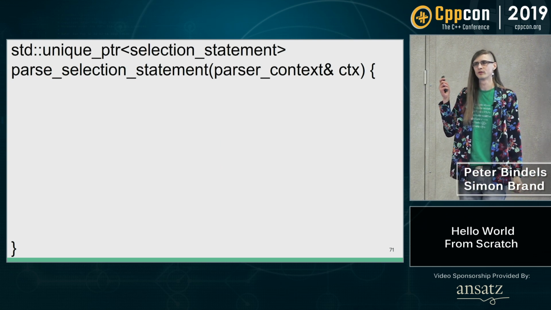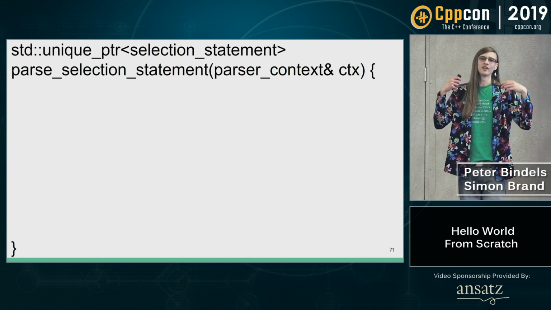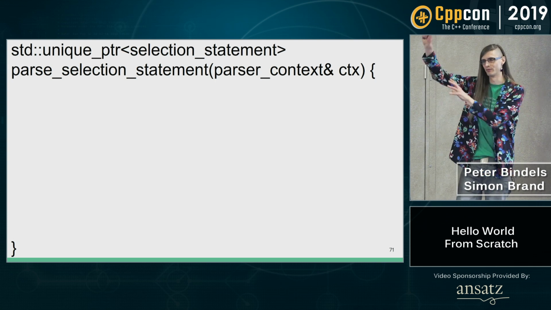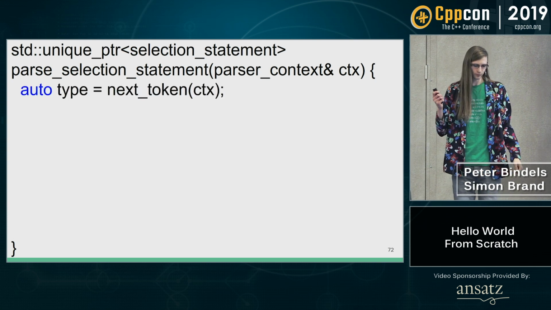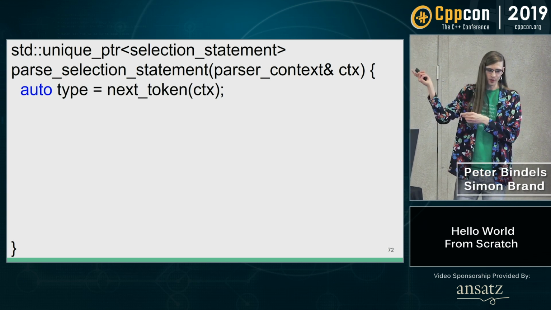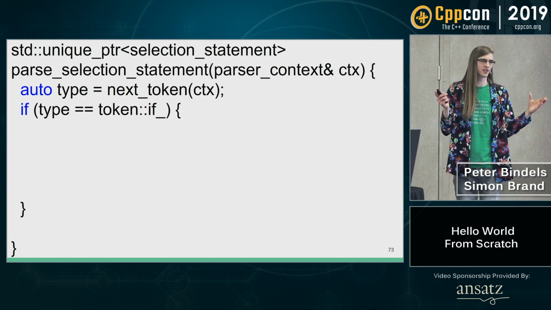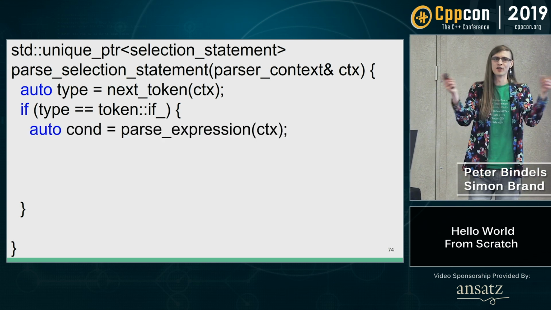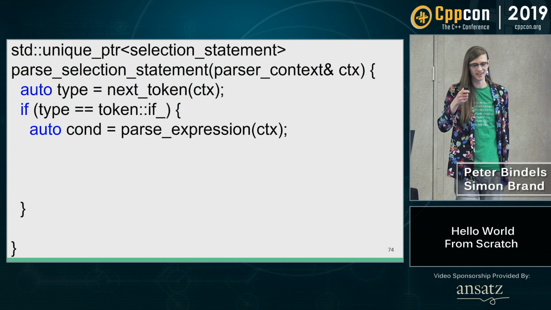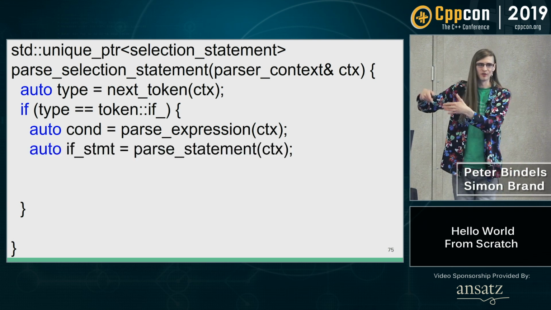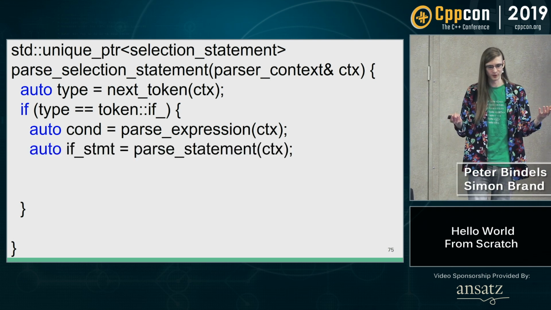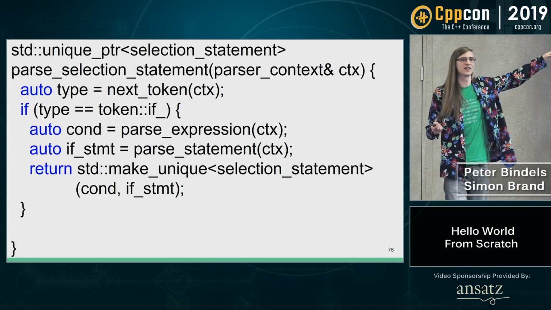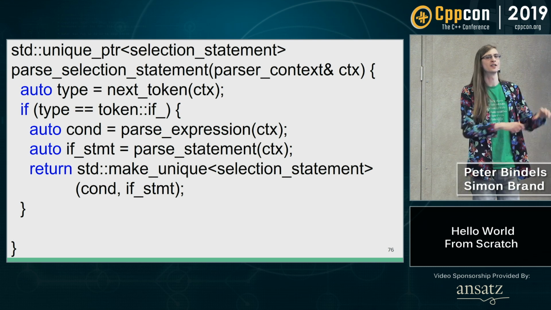We could also do it by hand and say, okay, this is a function which is going to parse a selection statement from some context. And I'm going to look at my next token, and I'm going to check if it's an if. And if it is an if, then we're going to parse the condition within the parentheses, and then we're going to parse the statement for what you do if the if is true, and then we'll return because we ran out of space. And there would be an else, and there would be a switch, and you would do some error handling.